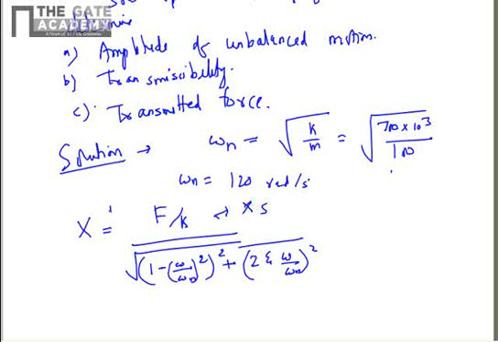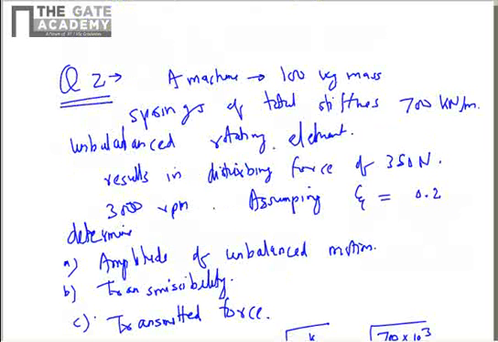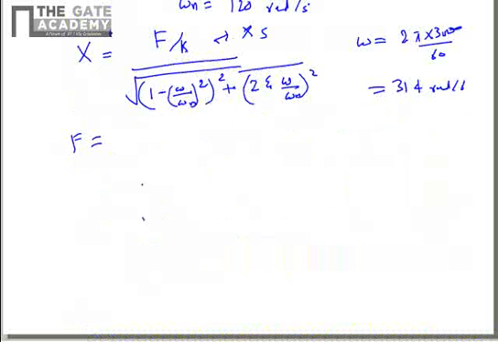So it's the same formula we are using here. And what is omega? You are given a rotation speed of 3000 rpm, so omega is 2 pi into 3000 by 60, that is equal to 314 radian per second. And the F is given here, the force due to unbalance is 350 Newton. So we have all the quantities for determining x here.